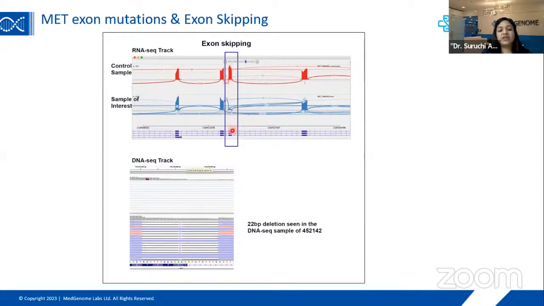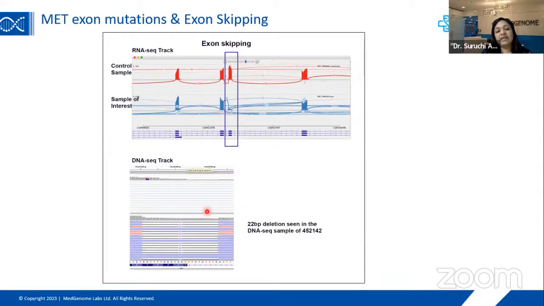So if you see here, when we do RNA sequencing, we can actually look at the expression of exons. So in the control sample, expression of exon 14 is there and is comparable to the other exons. But in the sample of interest, where there was a DNA mutation, which is a splice mutation encompassing the exon and intron, the exon 14 is skipped. It means there is no expression of exon 14 here as compared to the other proximal exons.